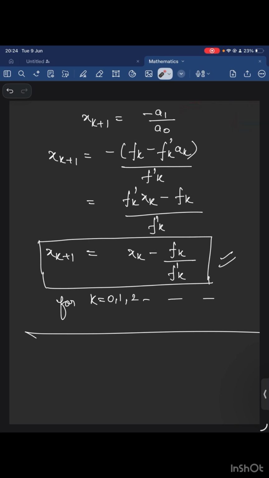यहाँ से a1 का वैल्यू रख दो और a0 का वैल्यू रख दो, whatever is there, ये दोनों कट गए और हमारे पास जो वैल्यू आई वो ये फॉर्मूला बनकर आया xk plus 1 के लिए, is equal to xk minus f of k divided by f dash k. This is a very important formula. f dash k का मतलब क्या है? Derivative. This is the derivative. This is the function. चलो, thank you.